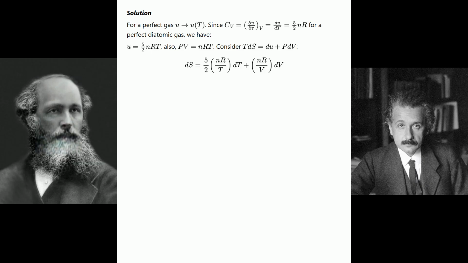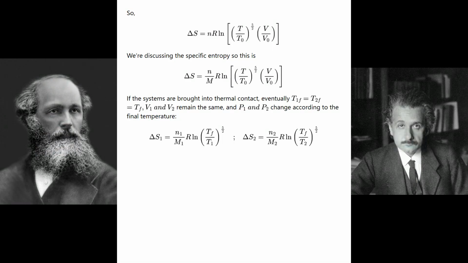Solution. For a perfect gas U is a function of T only. Since C sub v equals the partial derivative of u with respect to T at constant v, equals du over dT, equals 5 halves nR for a perfect diatomic gas, we have u equals 5 halves nRT, also PV equals nRT. Consider TdS equals du plus PdV. See the next equation. So, see the next equation. We're discussing the specific entropy, so this is.